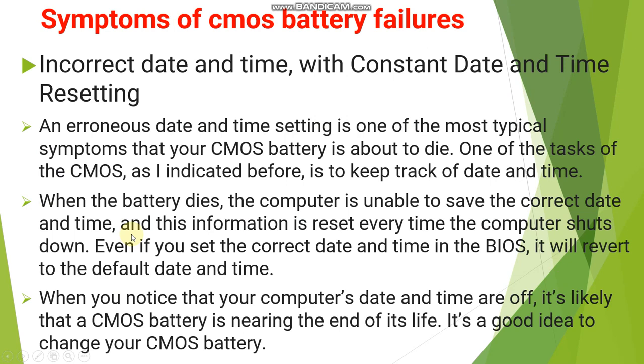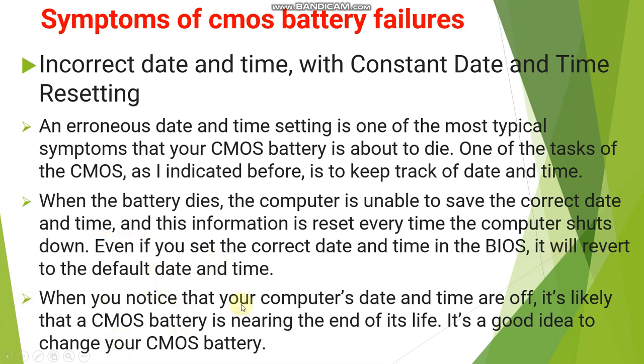Incorrect date and time is constant date and time resetting. An erroneous date and time setting is one of the most typical symptoms that your CMOS battery is about to die. One of the tasks of CMOS, as indicated before, is to keep track of date and time. When the battery dies, the computer is unable to save the correct date and time, and this information is reset every time the computer shuts down. Even if you set the correct date and time in the BIOS, it will revert to the default date and time.